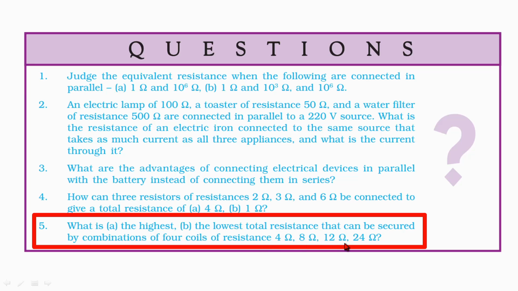Okay, the next question is, what are the highest and lowest total resistance that can be secured by a combination of 4, 8, 12 and 24? Highest when we add in series combination, lowest when we add in parallel combination.